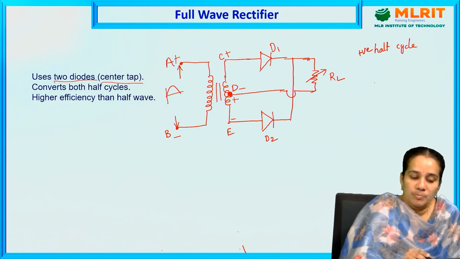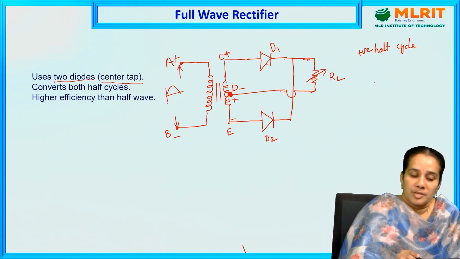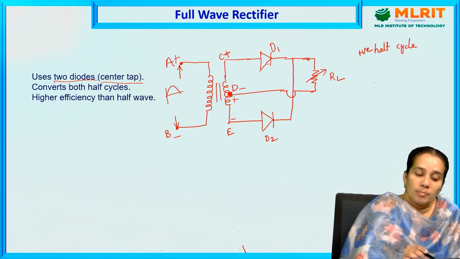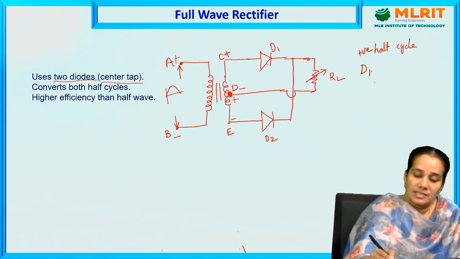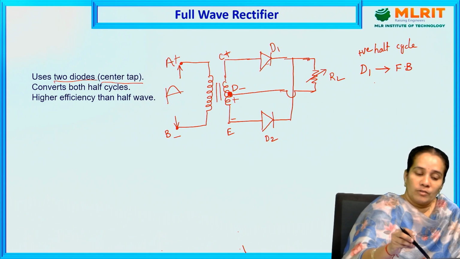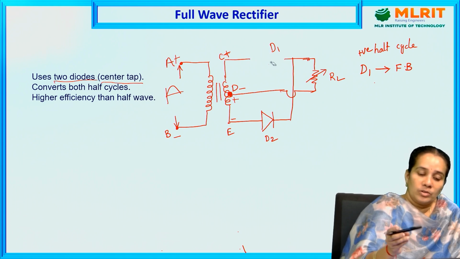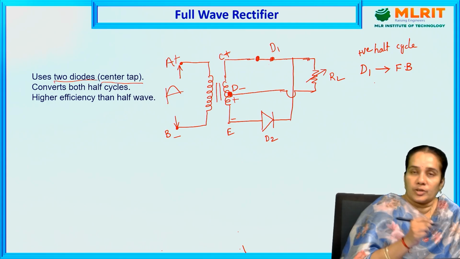When C is positive, the diode is connected in forward bias. Why? Here the P-type semiconductor is connected to the positive terminal. Then the diode D1 is operated in forward bias. So in forward bias, we already know the diode is in which state? On state. So in the on state, the circuit becomes a closed circuit.